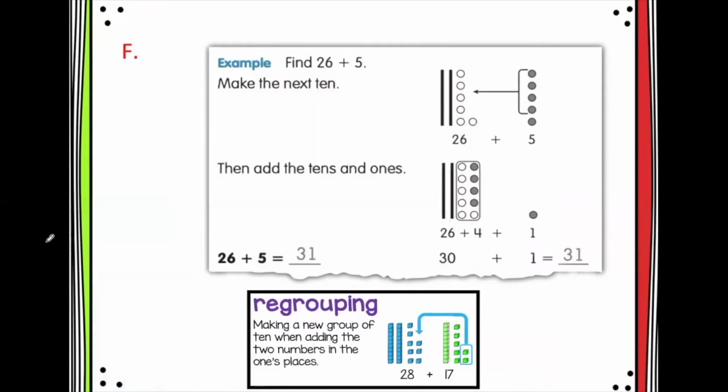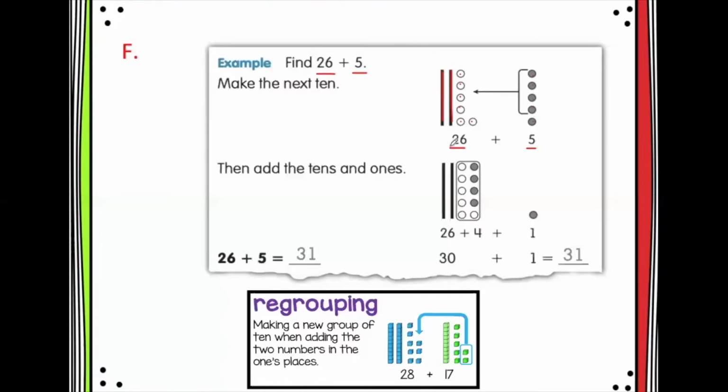Now that we've watched our video with Annie and Moby about adding with regrouping, let's practice with example letter F. The problem that they give us says, find 26 plus 5. So we are going to be adding the numbers 26 and 5 together to find a total. If we look at the example, they've drawn 2 tens, 10, 20, and 6 ones, 1, 2, 3, 4, 5, 6, to make the number 26. They have also drawn 5 ones to show 5. 1, 2, 3, 4, and 5.